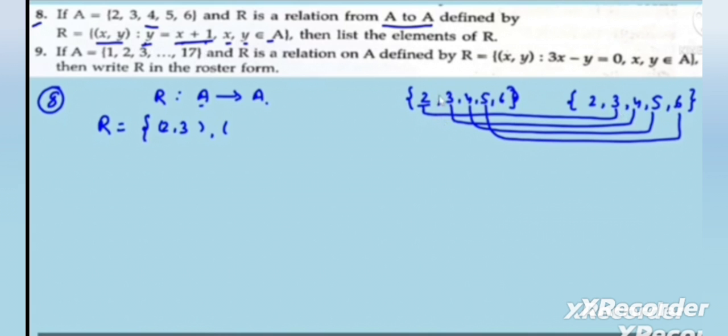Similarly 3 with 4, that pair is possible. Then 4, 5, 5, 6. For 6 we do not have any element.